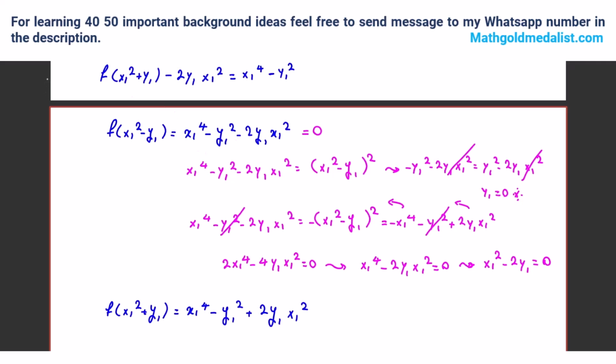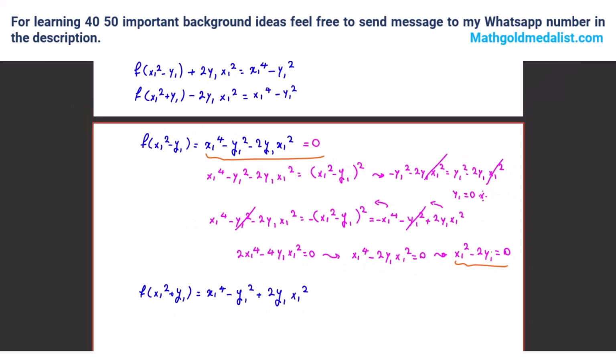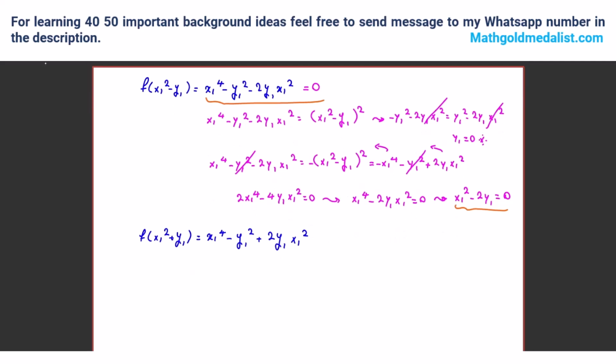One case is this one. Okay, now let's consider the second equation. Again, this one can be 0, one case, or this one, x1 to the 4 minus y1 squared plus 2y1 x1 squared, can be this whole squared, x1 squared plus y1 squared.